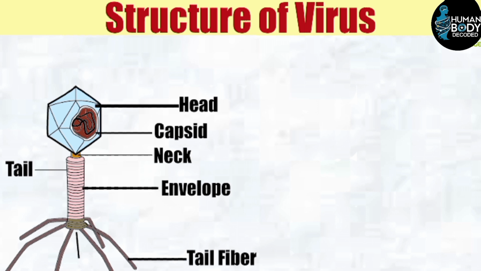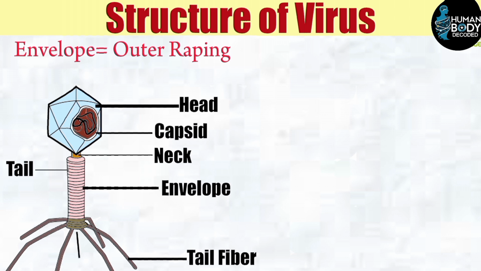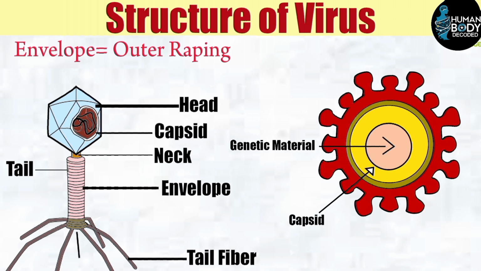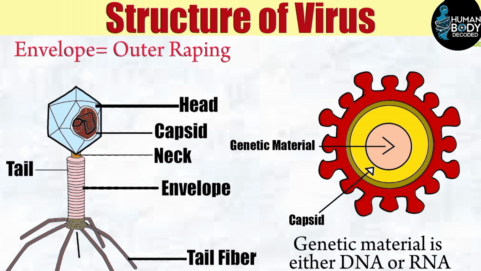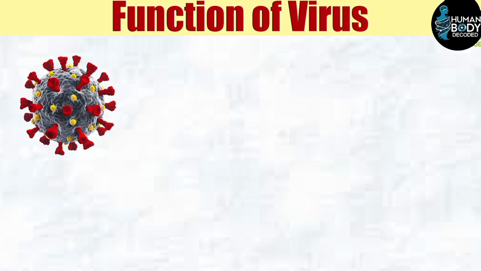Now we come to the structure of viruses. Viruses have certain components like head, neck, tail fiber, envelope, and capsid. The envelope is called the outer wrapping of the virus. The capsid contains the genetic material of the virus, and the genetic material of the virus is either made up of RNA or DNA.